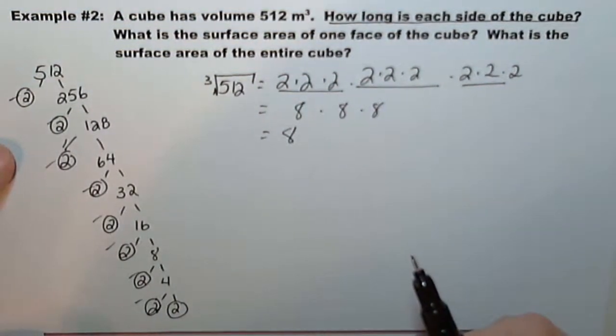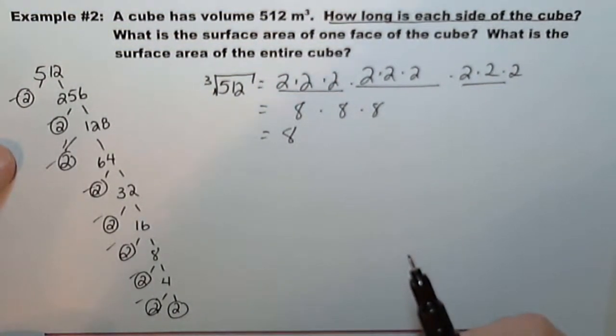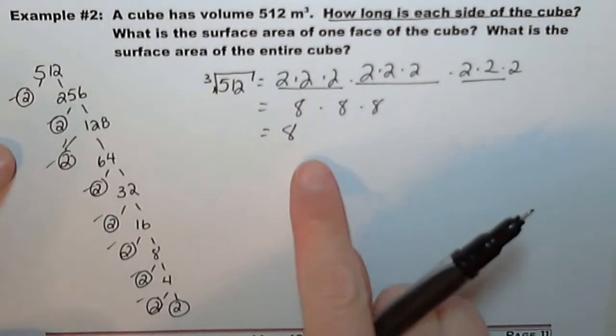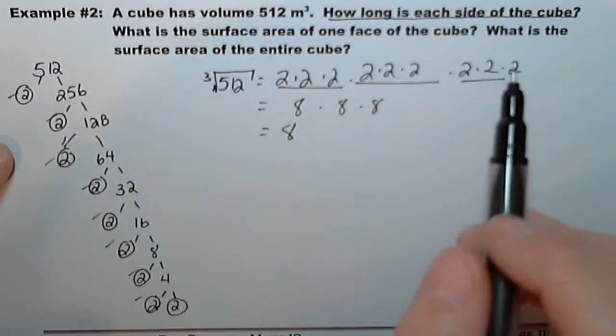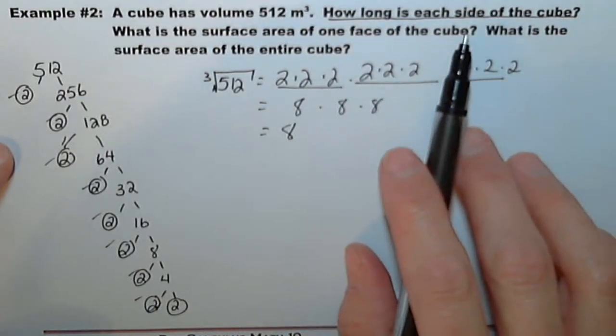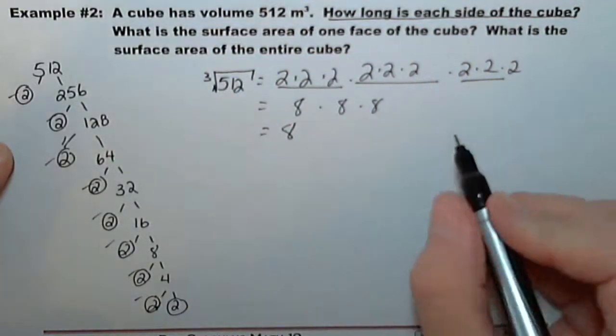This is day 3.2, day 2, part 3. And we need to finish this particular example here, example number 2. The first question we answered, how long is each side of the cube? We found the cube root of 512.